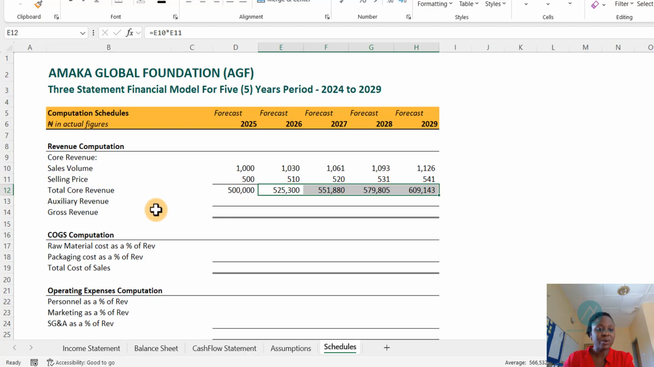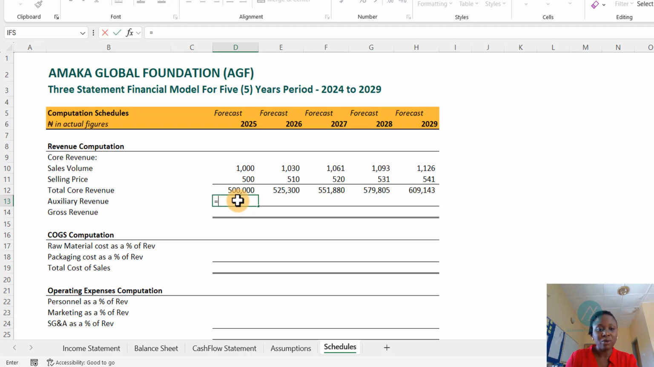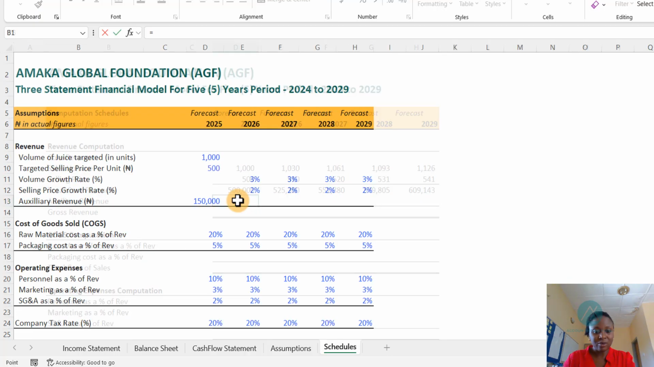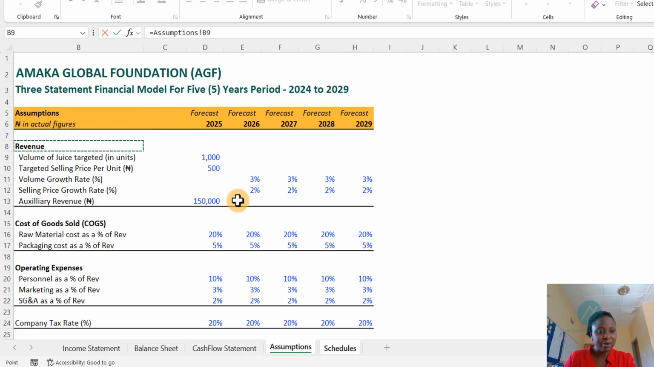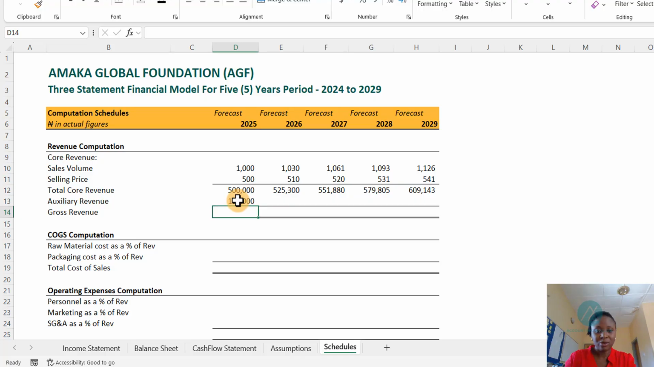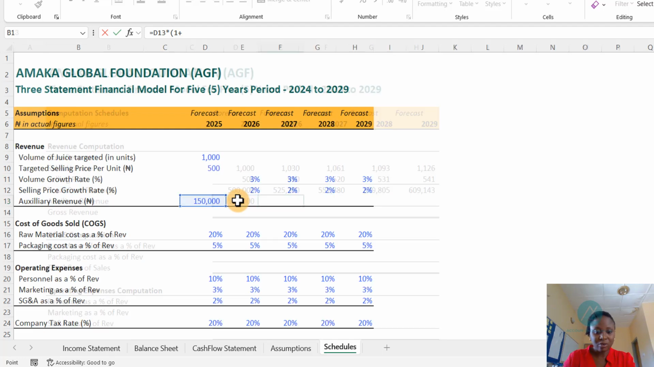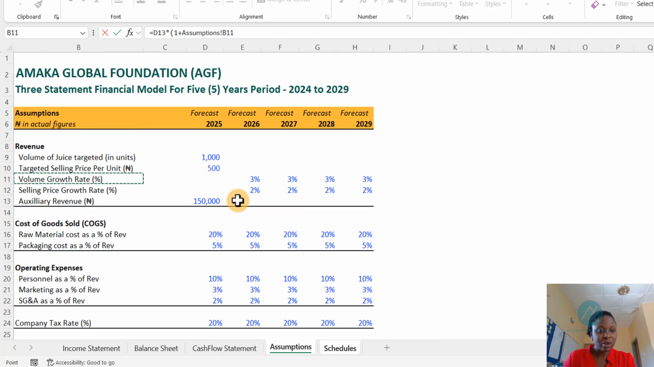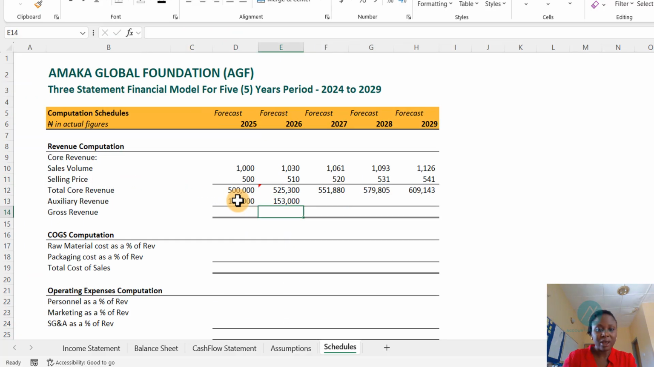Mind you, we are working with the assumption we've already captured. Now, remember the auxiliary revenue. We'll have to go back and pick it from the assumption. So this is the auxiliary revenue, and auxiliary revenue is going to be increasing by 2%. If you remember, I told you to note that. So you pick this and times, open the bracket, so it will increase by 1 plus the 2%. So you go back to your assumption sheet and pick the growth rate for selling price, which is the same thing. So I will just close the bracket and that is it.